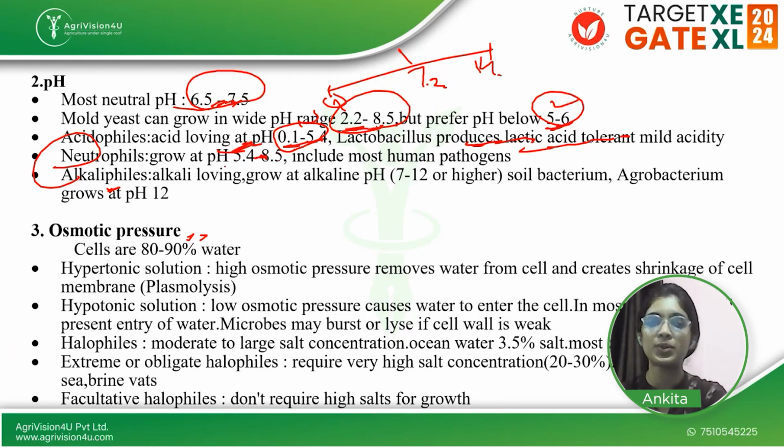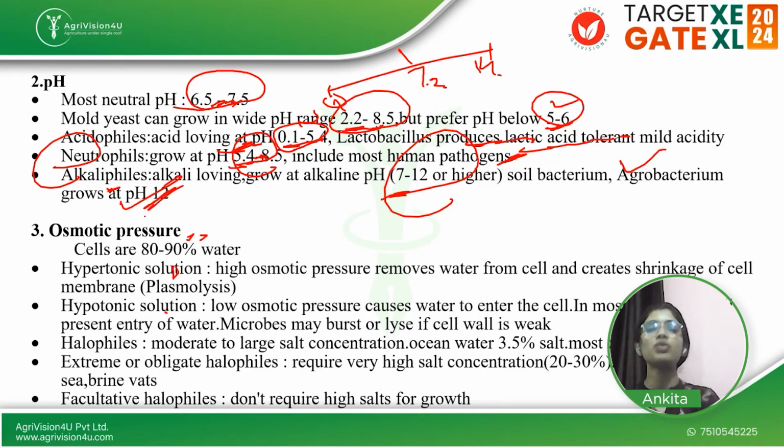So these neutrophiles grow best at a pH of 5.4 to 8.5, and neutrophiles will include some of the human pathogens. Now you have the alkaliphiles. From the word alkali, it is above 7. Now the alkaline pH is 7 to 12 or higher. You will have the example of the soil bacterium Agrobacterium, which can grow at a pH around 12. So in pH also, you will have types of bacteria, which are acidophiles, neutrophiles, and alkaliphiles. According to their range, they can grow.